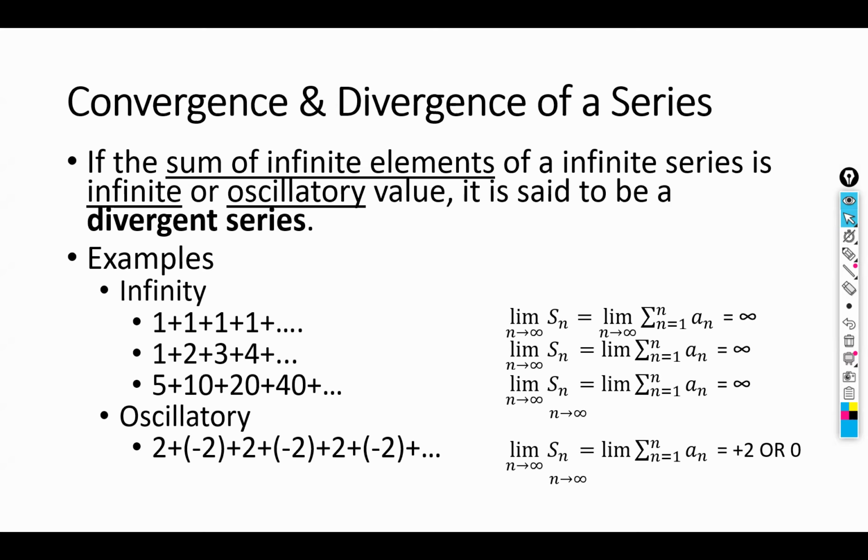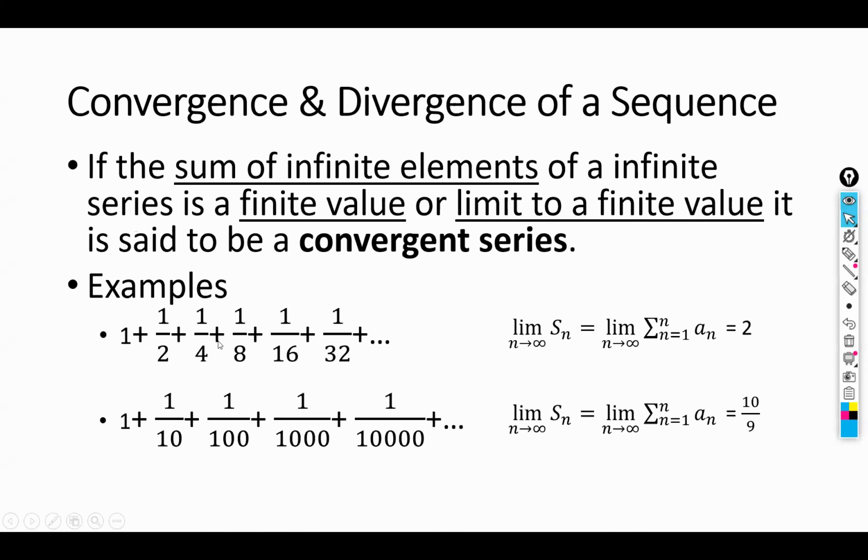The examples are what I just showed. So this is a convergent sequence but divergent series. This is a convergent sequence but divergent series. But this is a convergent sequence and convergent series. Convergent sequence because the infinite term is 0. Convergent series because the sum of infinite terms is 2.